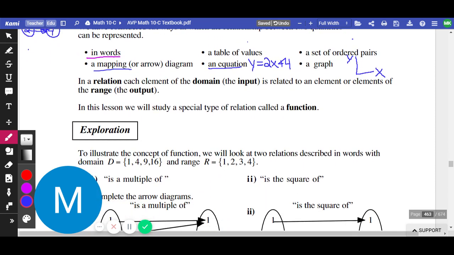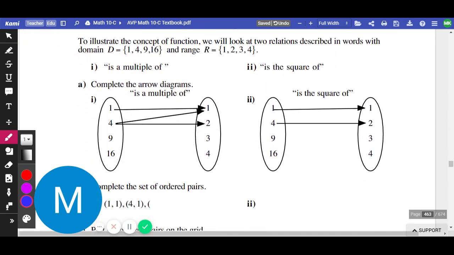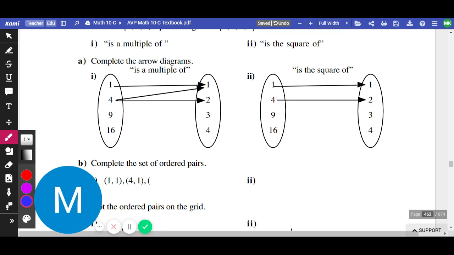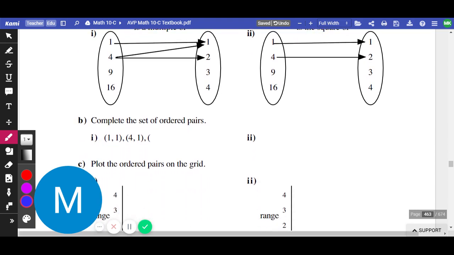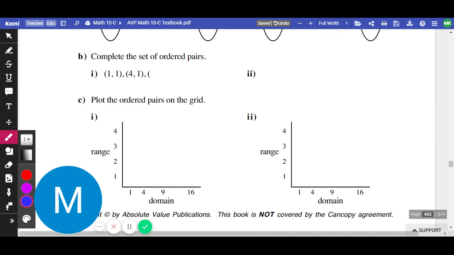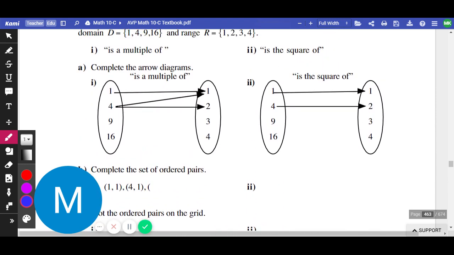Awesome. I don't know if we really need to look at this. Yeah, we'll look at it, I guess. As well. Alright.